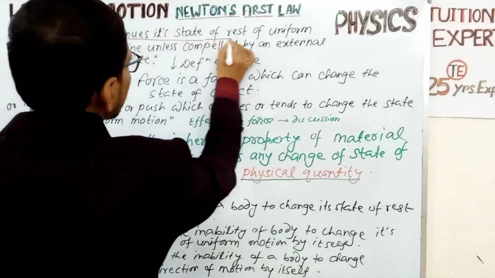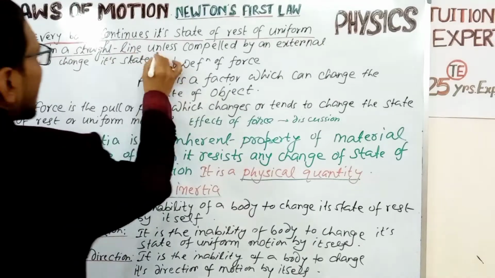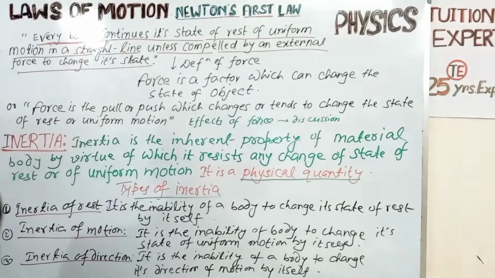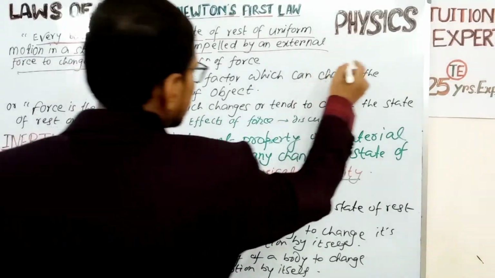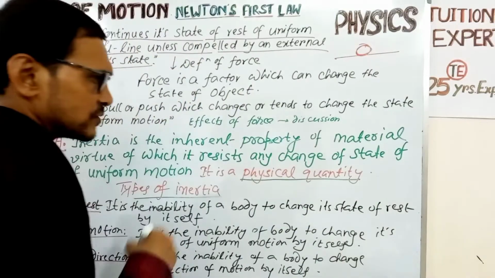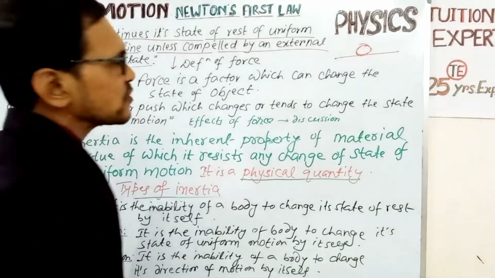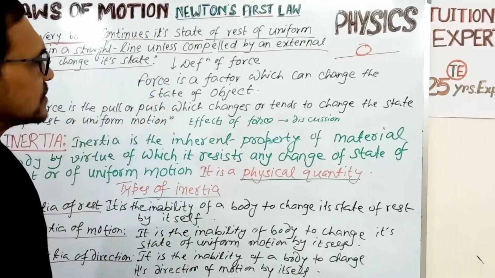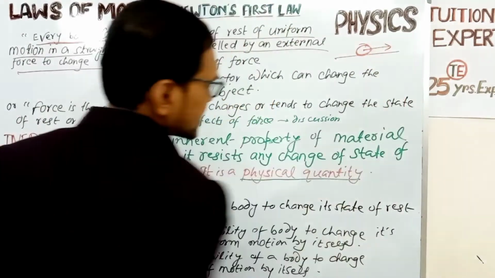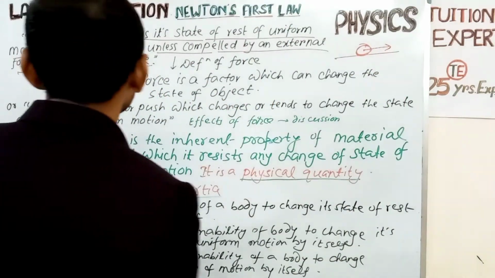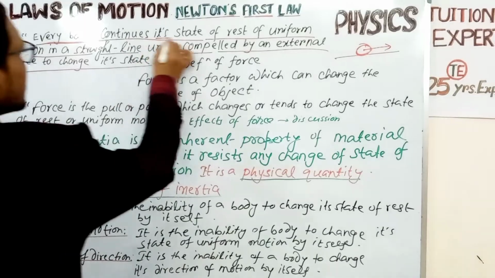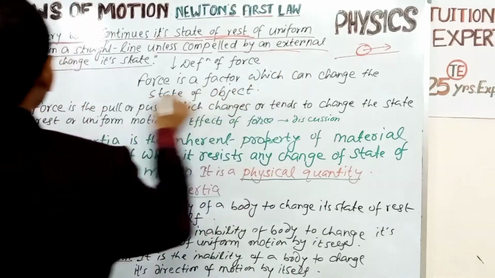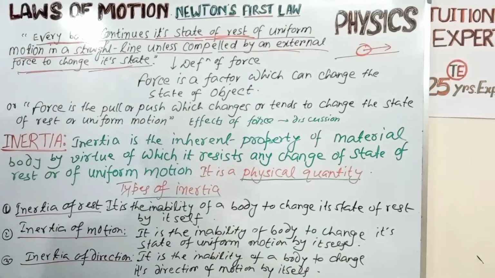Everybody continues in its state of rest or of uniform motion in a straight line unless compelled by an external force to change its state. That is, if a body is at rest, then it will always remain at rest unless an external force is applied on it, and if a body moves in a straight line, then it will continue to do so unless an external force is applied on it. This is the first law.